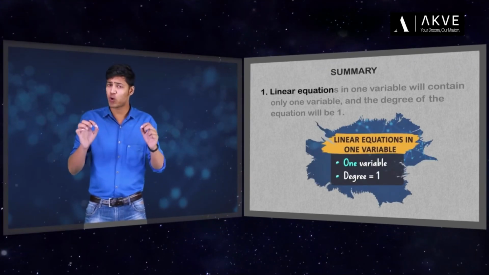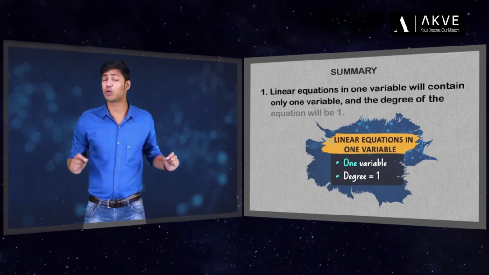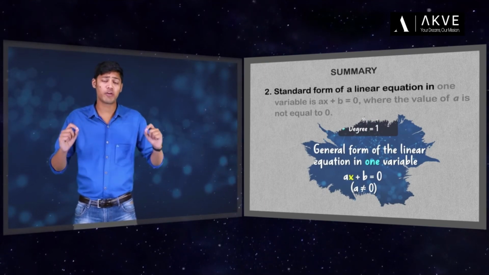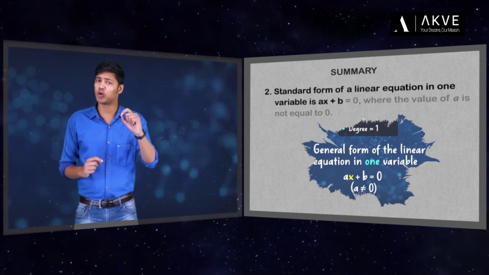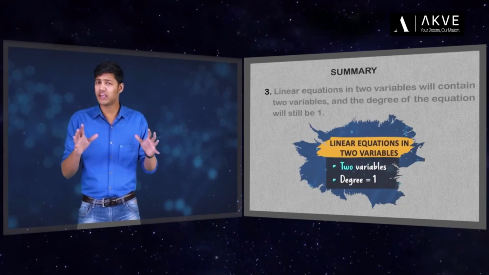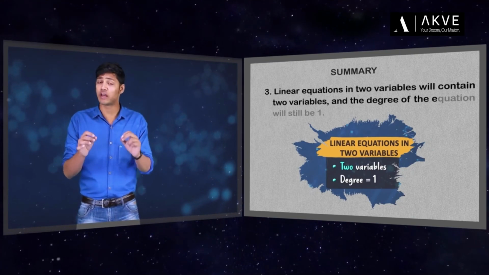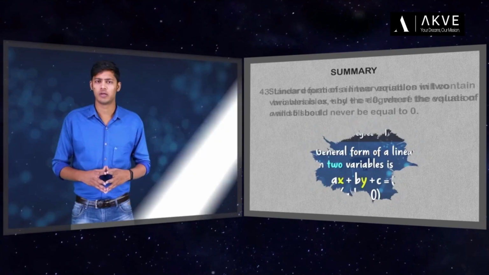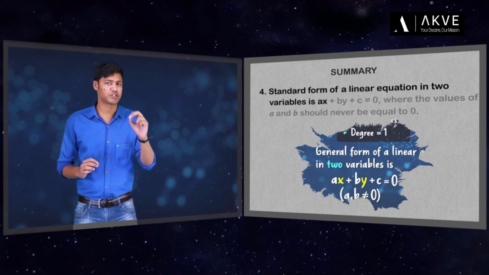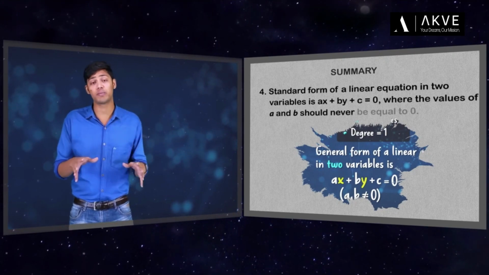Linear equations in one variable will contain only one variable and the degree of the equation will be 1. Standard form of a linear equation in one variable is ax plus b equal to 0 where the value of a is not equal to 0. Linear equations in two variables will contain two variables and the degree of the equation will still be 1. Standard form of a linear equation in two variables is ax plus by plus c equal to 0, where the values of a and b should never be equal to 0.